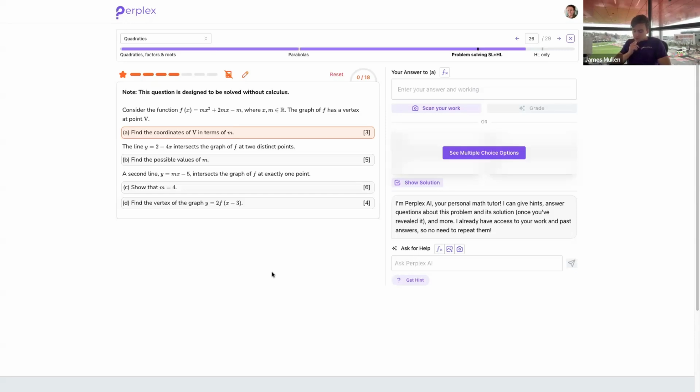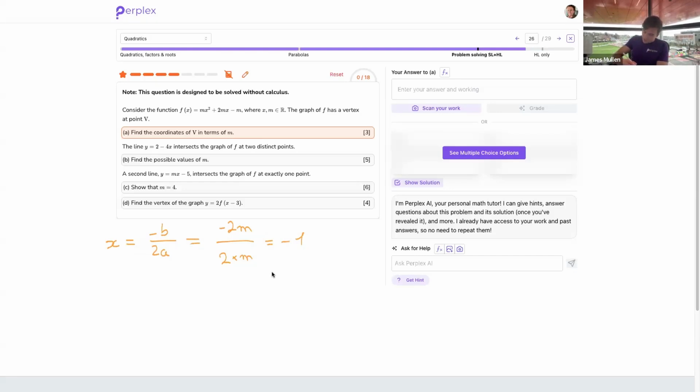So remember that for the coordinates of the vertex, I can think about completing the square, or I can think about finding the axis of symmetry. I think it's a little bit easier to think about finding the axis of symmetry here. So I remember that I have x is equal to negative b over 2a is the axis of symmetry, also the x coordinate of the vertex. So negative b in this case is negative 2m, and 2a is twice times m. So this just becomes negative 1. That's the axis of symmetry.